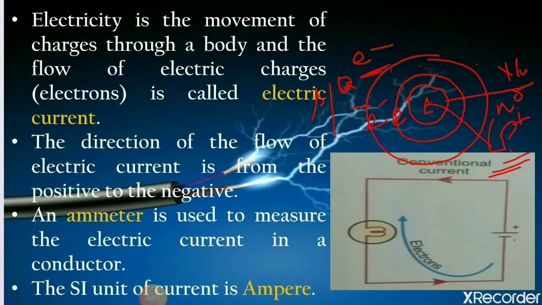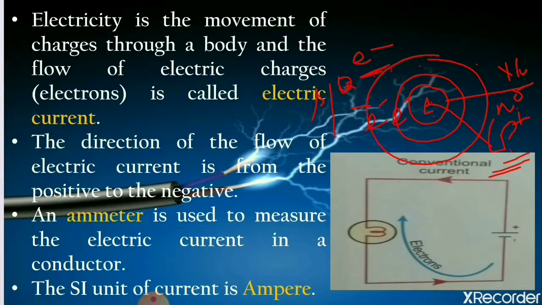Now come to the topic, that is, what is electric current. So electricity is the movement of charges through a body. Charges means obviously negatively charged particles, because all of you know that only electrons can move, protons and neutrons cannot move because they are present in the nucleus of the atom. So obviously electrons can move. So when negatively charged particles, means electrons, flow, they produce electric current.